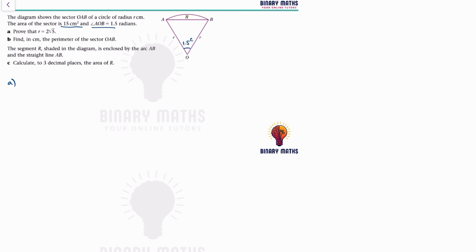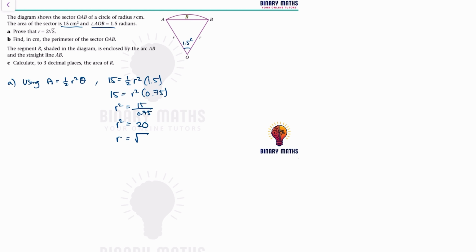So using A is equal to half r squared theta. The area they've told us is 15. So 15 must be equal to half times radius, which we don't know, times theta, which is 1.5. Which means 15 must be equal to r squared times 0.75. If I do 15 divided by 0.75, I get r squared, which means r squared must be equal to 20.